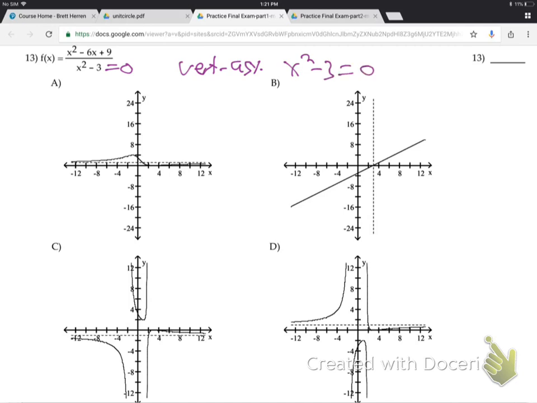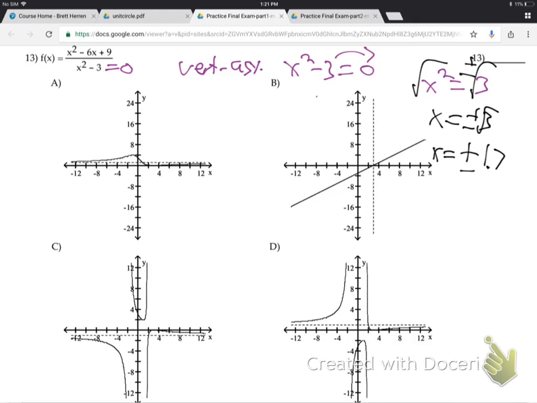How do we solve that? Yeah, just move the 3 over, add 3 to both sides, so x squared is 3, and then roof on the house, up and down the ladder. So x is plus or minus root 3, which is 1.7. We did that one a minute ago. So they've got to have vertical asymptotes at positive and negative 1.7.